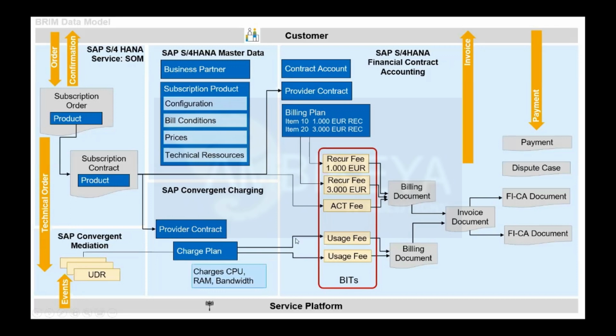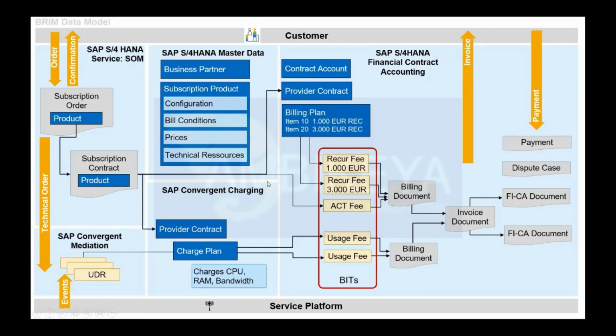We then have the convergent invoicing, which is collecting all BITs. BIT is an abbreviation for billable items, but we also have some more billable items. We can have, for example, out of the contract or order, an activation fee for a service.